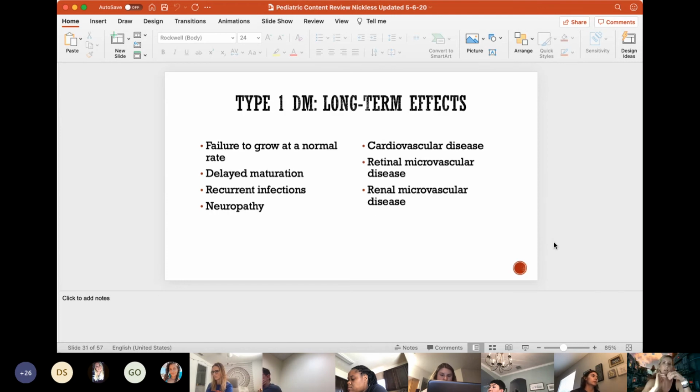Obviously, the long-term effects are going to be failure to grow at a normal rate, infections, neuropathy, all the things you know about in the adult world is still going to be the same, okay? Cardiovascular disease. My husband's brother had type 1, and he was completely non-compliant his whole life. And he actually died around age 30 because he had been on dialysis. And if you're not compliant and you eat what you want and you don't give insulin, it's going to cause your kidneys to fail. So we really want to make sure that they're actually treating and staying compliant.